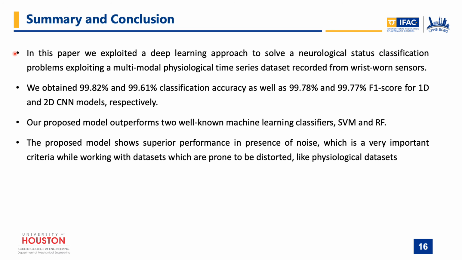So to summarize, in this paper, we exploited a deep learning approach to solve a neurological status classification problem using a multimodal physiological time series dataset recorded from wrist-worn sensors. We obtained 99.82% and 99.61% classification accuracy, as well as 99.78% and 99.77% F1 score for the 1D and 2D CNN models, respectively. Our proposed model outperforms 2 well-known machine learning classifiers, which are SVM and random forest. The proposed model shows superior performance in the presence of noise, which is a very important criterion while working with datasets which are prone to be distorted, like physiological datasets.